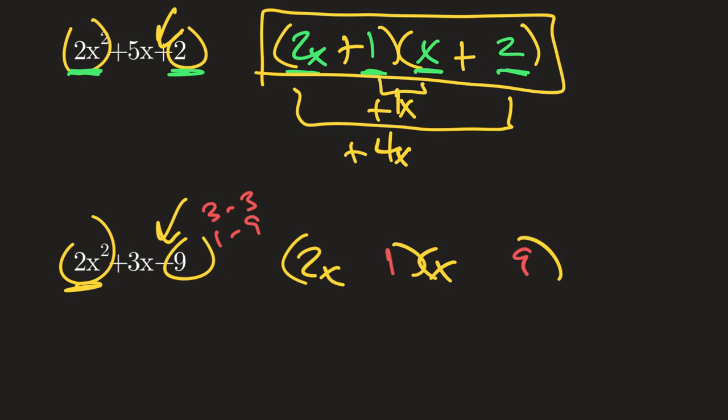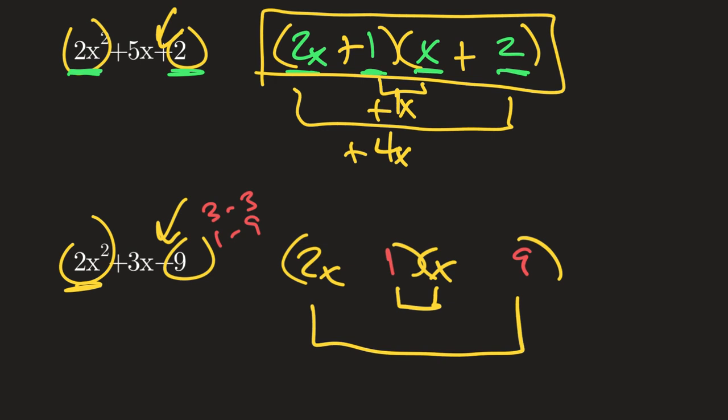2x times x is 2x squared. 1 times 9 is 9. I told you, you're going to get the front end, you're going to get the back end. What's your last sign? Minus. That minus sign is telling you that the outside and the inside products have to subtract to give you a 3.